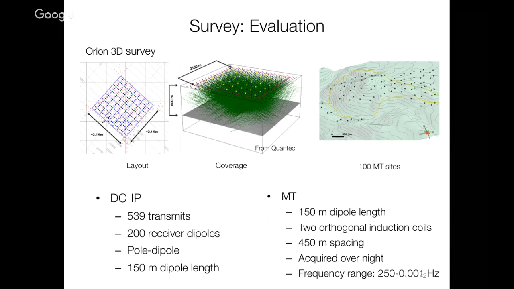So for the DCIP, there were 539 transmitter locations, a couple hundred receiver dipoles for each of those. In addition to that, they do the magnetotelluric. There are about 100 MT sites, with orthogonal induction coils. The way it works, during the daytime they acquire the DCIP data. And then at night, they just let things go and record the MT data. They just keep cycling through that.